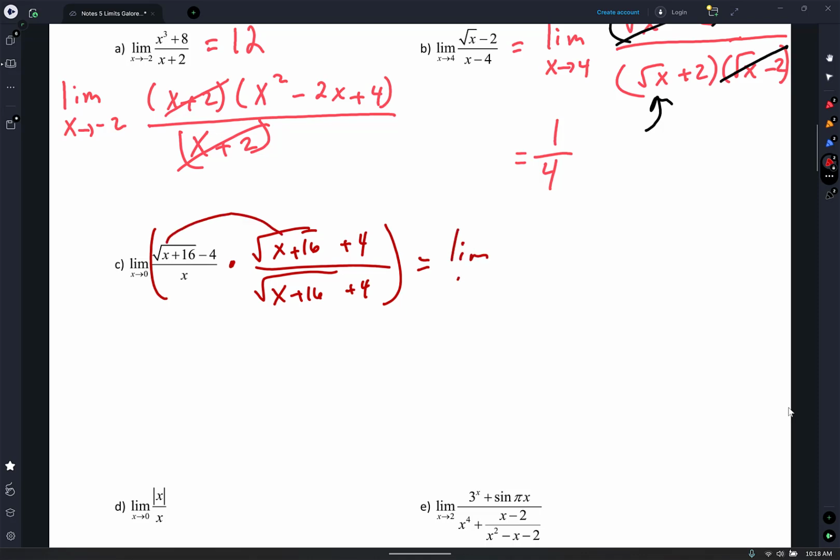So limit as x approaches 0. You can't do direct substitution because of the denominator. So I'm going to have x plus 16 minus 4 times 4, which is 16, over x times the square root of x plus 16 plus 4, close. So catch up to here and then we'll talk.